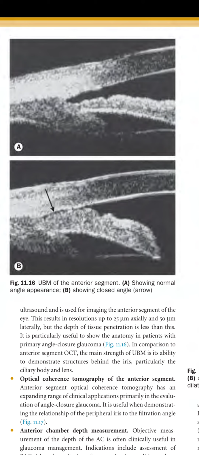So UBM of the anterior segment showing a normal angle appearance, so you can see that angles are open. This is iris, this is cornea, and angles are quite open. And B is showing us the closed angle with ultrasound biomicroscopy.